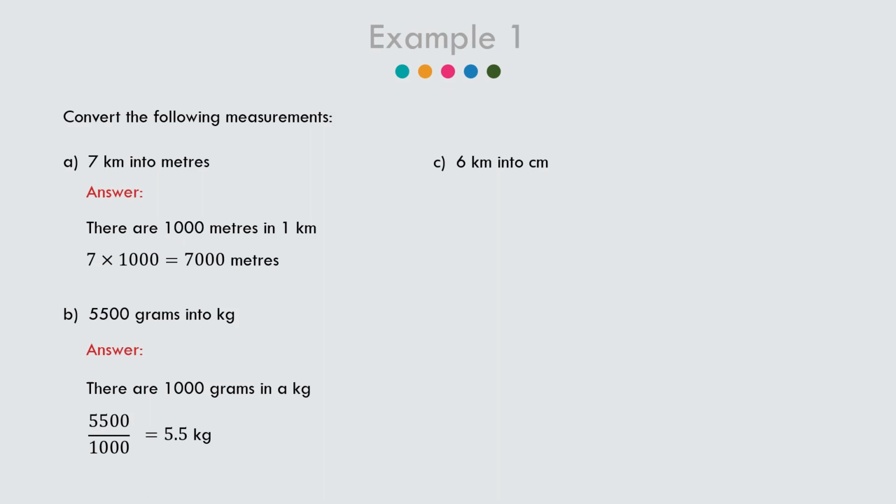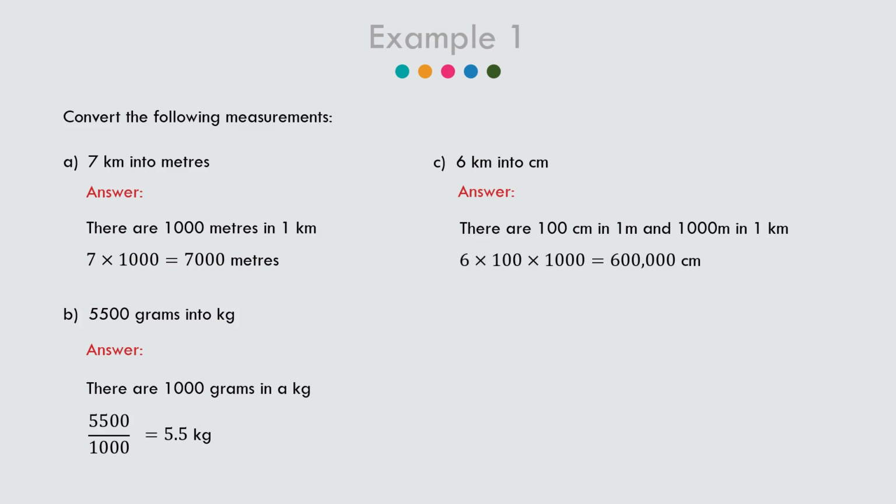Question C. 6 kilometers into centimeters. We know that there are 100 centimeters in a meter and 1,000 meters in a kilometer. So this time our calculation will be 6 multiplied by 100, because there's 100 centimeters in a meter, and then multiply by 1,000 because there are 1,000 meters in a kilometer. This gives us the answer 600,000 centimeters.